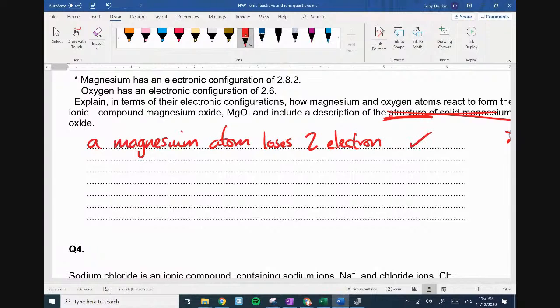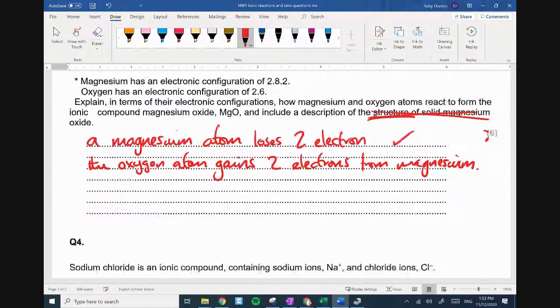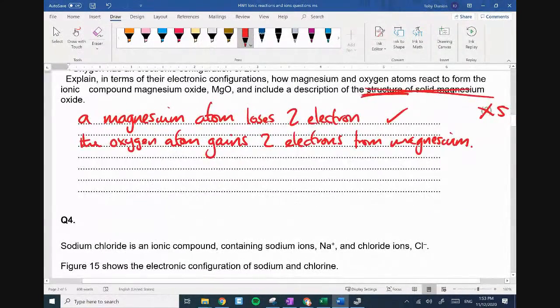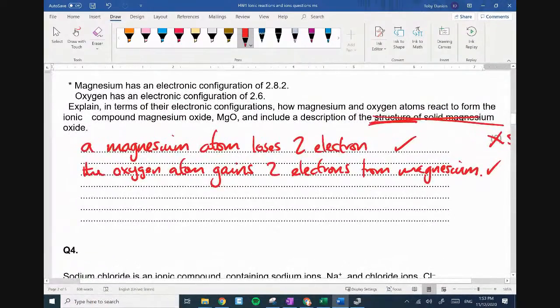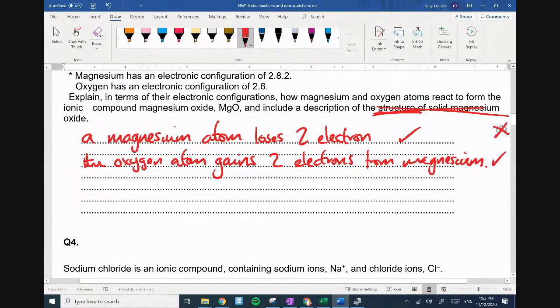An oxygen atom gains 2 electrons from magnesium. I don't think they'd really care if you didn't say from the magnesium. I think it's implied. If one's losing, the other one's gaining, it's kind of implied, but that's another mark. Next, now we need to talk about their configurations.